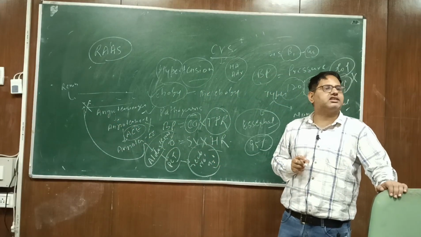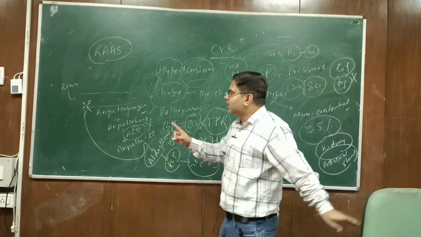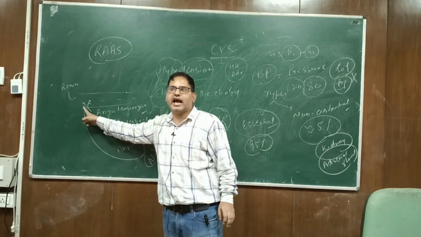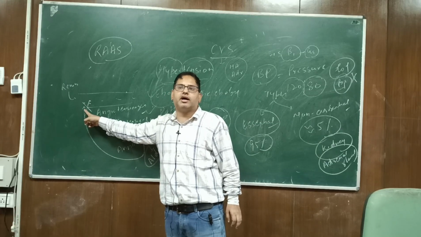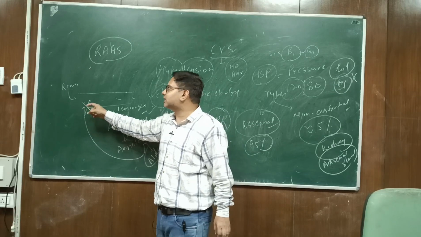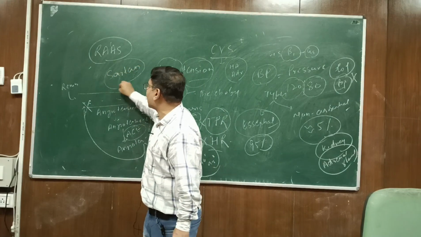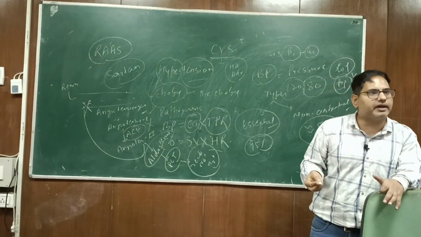Another thing is the sartans: candesartan, irbesartan, losartan. All these are drugs which inhibit the action of angiotensin 2 on the blood vessel. It has a receptor on the blood vessel, I told you. So these are angiotensin receptor blockers, the drugs which end with sartan. These are also drugs we use in the management of blood pressure.